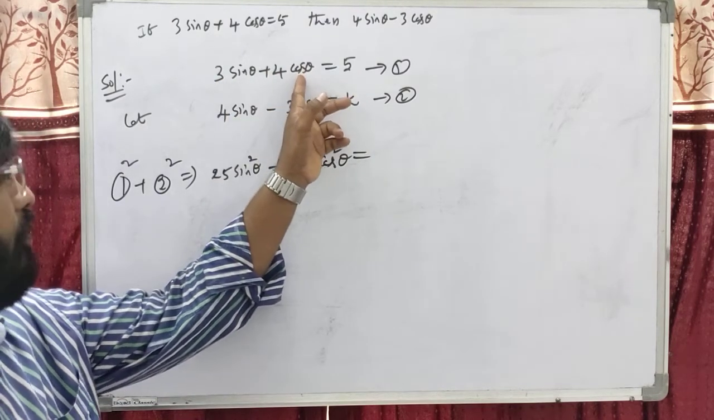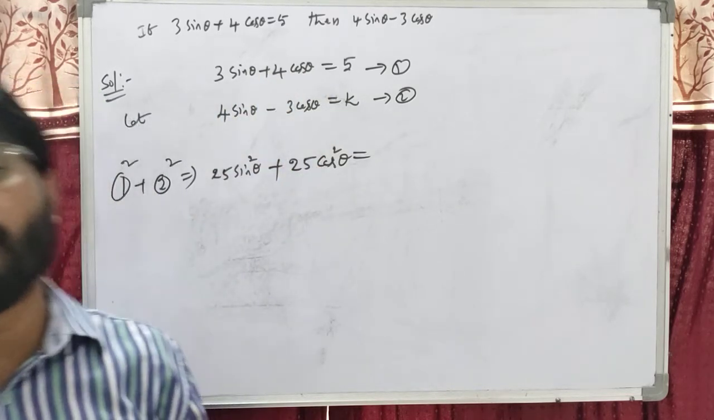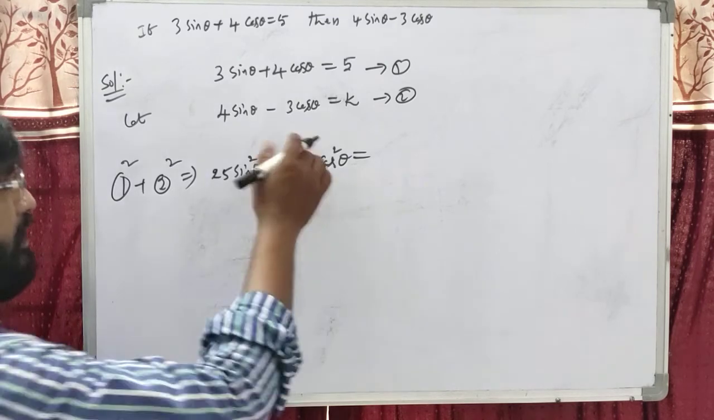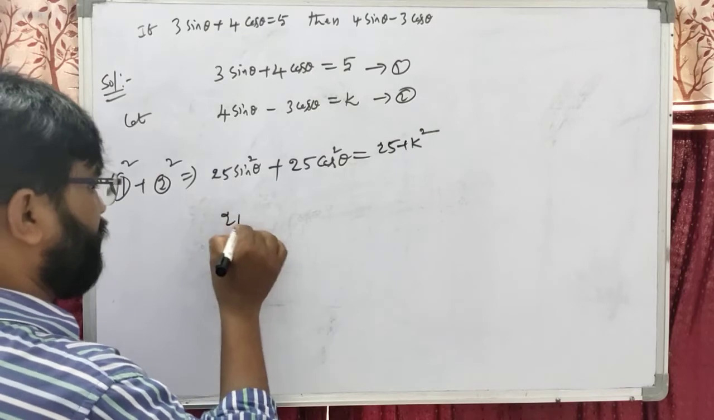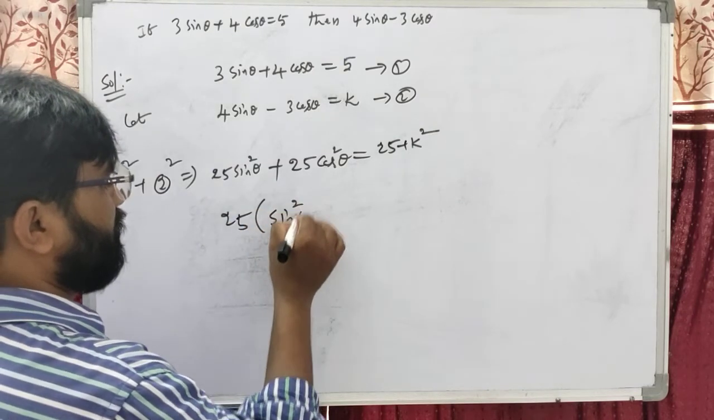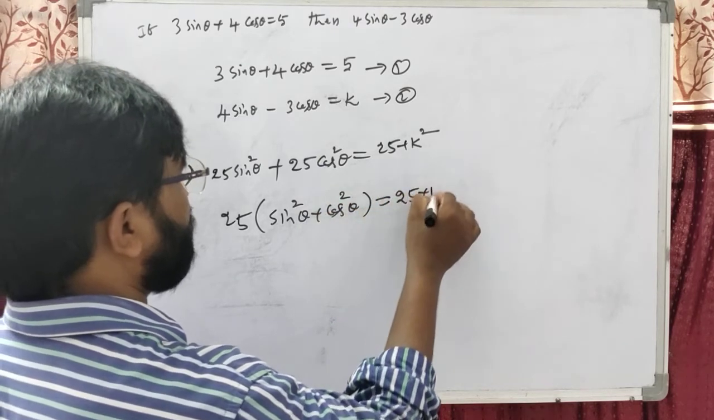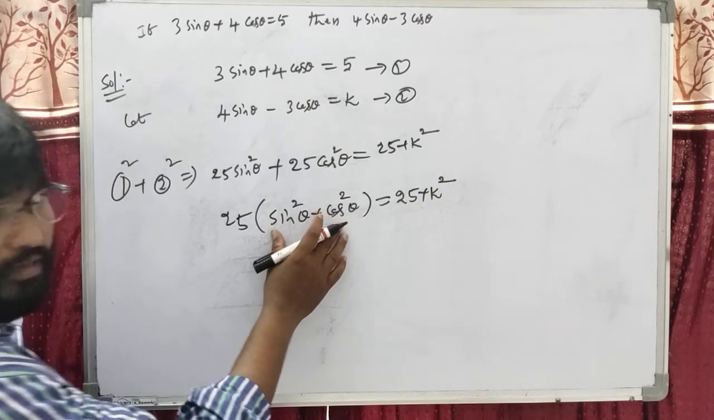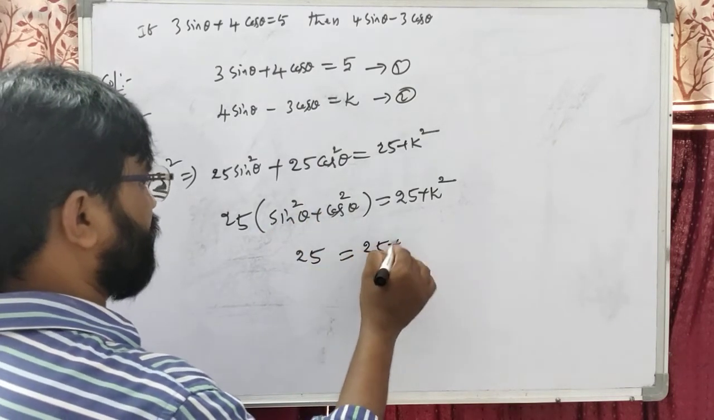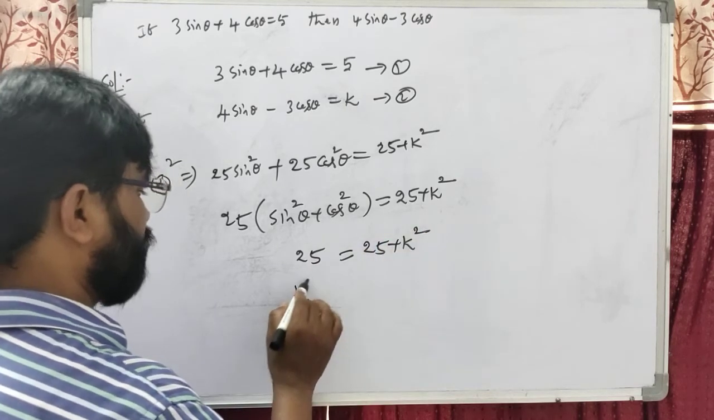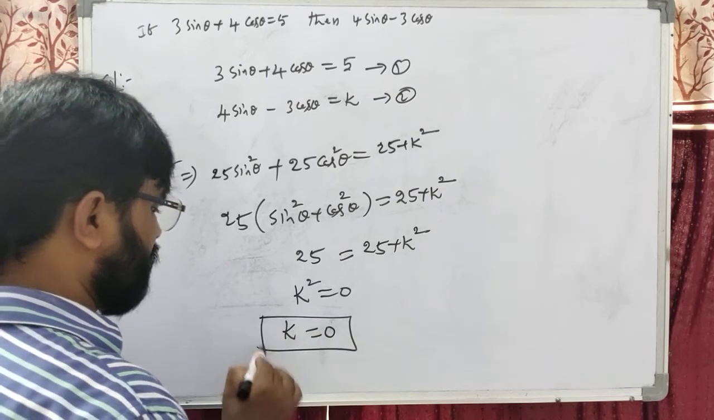12 2 is the 24. Here also minus 24. Plus 24 sin theta cos theta minus 24 sin theta cos theta are cancelled. This is 25 plus k square. When you take 25 as common, sin square theta plus cos square theta. This is 25 plus k square. The value of sin square plus cos square is 1, students. This is 25 plus 25 plus k square. Students, k square equal to 0. Now we got the k value as 0.